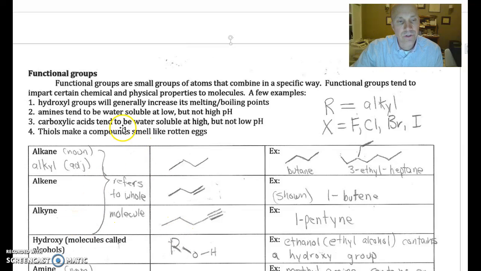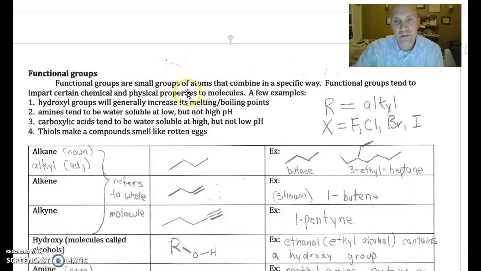So in this video, I wanted to do a review of what are called functional groups. Functional groups are just little parts in molecules. It refers to a specific combination of types of atoms and types of bonds. Functional groups tend to be pretty important because whenever you have certain atoms bonded together in a certain way, it tends to impart certain chemical or physical properties to those molecules.